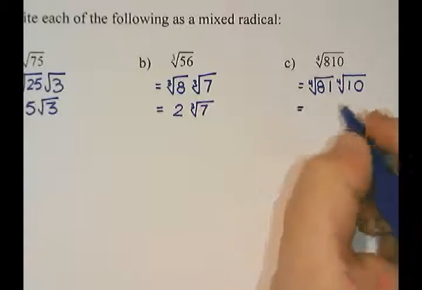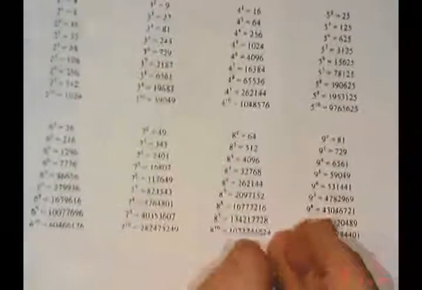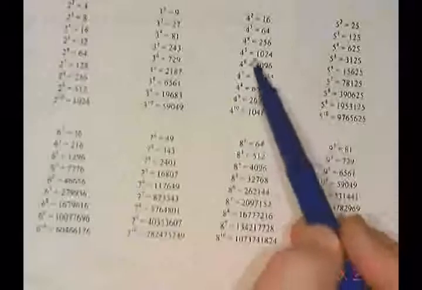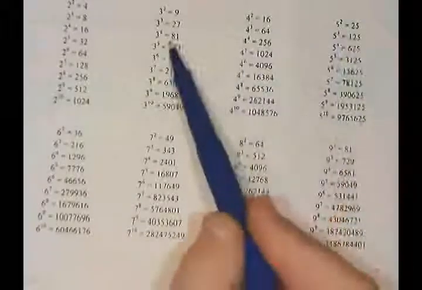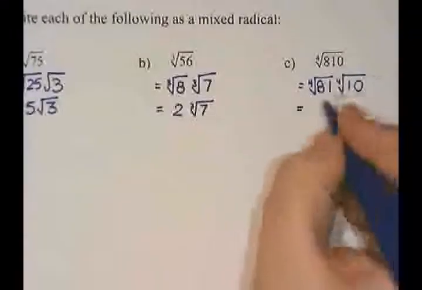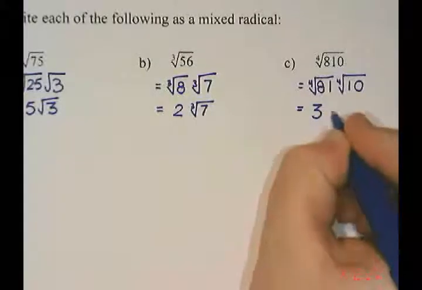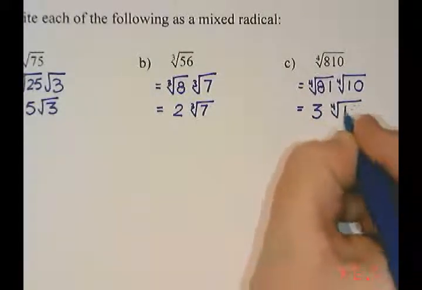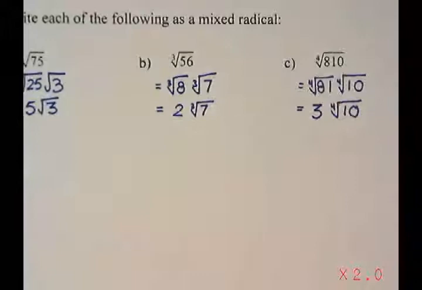And the fourth root of 81, what number to the power of 4 is 81? Oh, I lost it. 3 to the power of 4. So this is going to be a 3 times the fourth root of 10. And that's it.